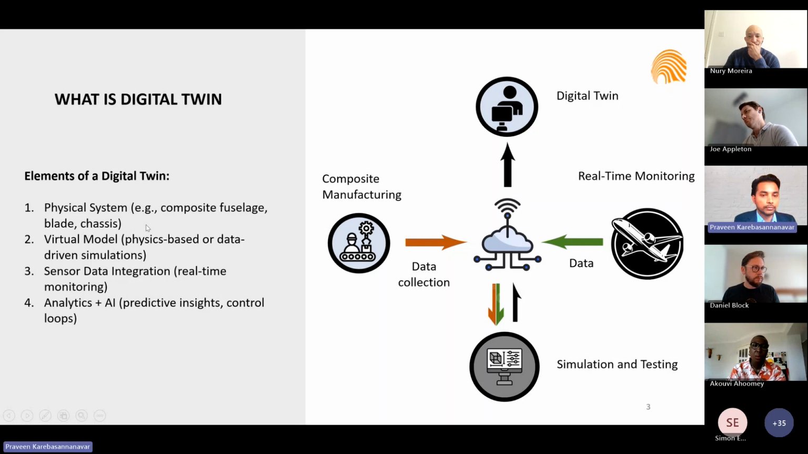So mainly the composite fuselage in aerospace, in energy, wind turbines, and then chassis in automotive and buses. The virtual model includes finite element simulation, and sensor data integration for real-time assessment, and finally the real-time monitoring by AI prediction and then control loops.